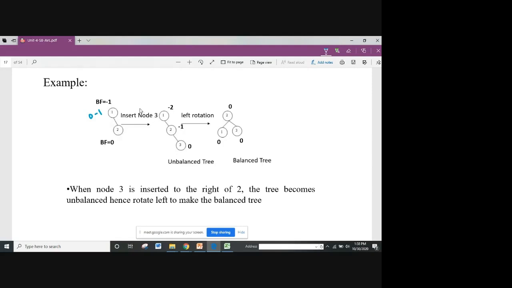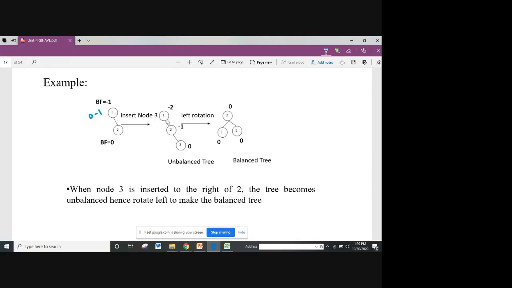Where will I insert 3? Normal binary search tree insertion. 3 will be compared with 1. It is greater than 1, so it should go to the right side. Already 2 is there. Compared to 2, 3 is greater, so choose the right side, and you get 3. So I have inserted 3 now. After insertion, once again calculate the balance factor.